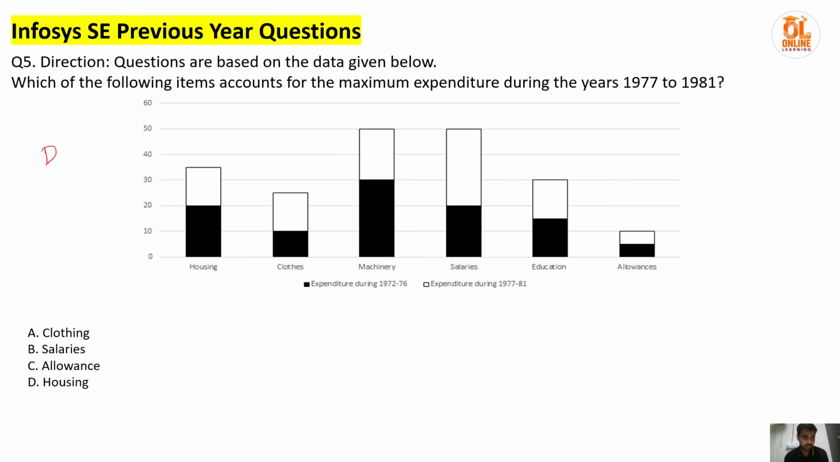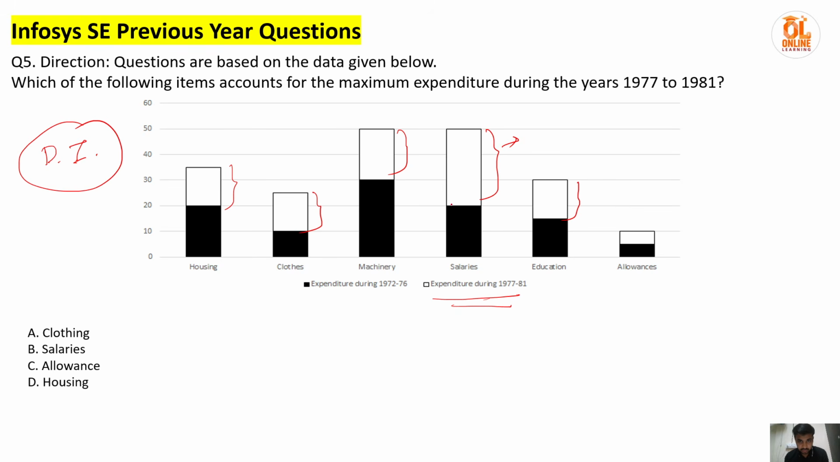This is a DI question. These are all previous year questions from Infosys System Engineer. Which of the following items accounts for the maximum expenditure during the years 1977 to 1981? So 1977 to 1981 is being displayed in white. Which of the following accounts for the maximum expenditure?